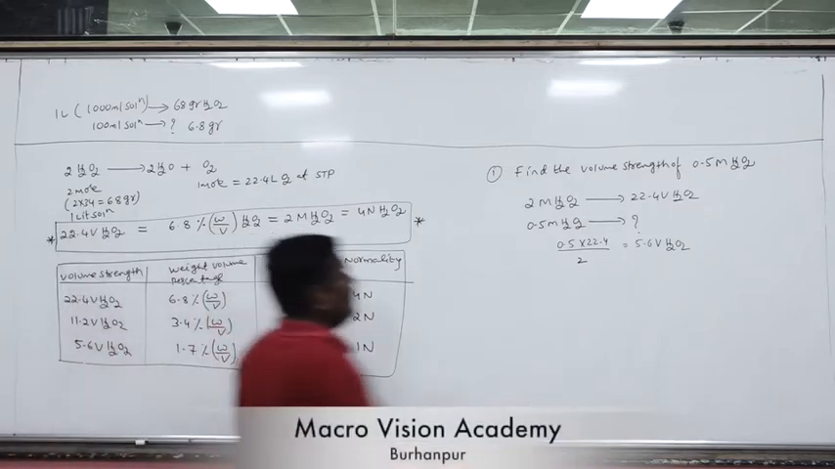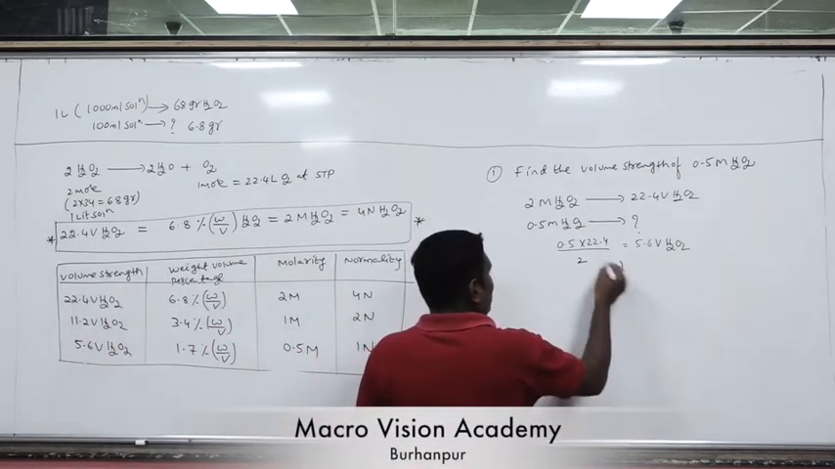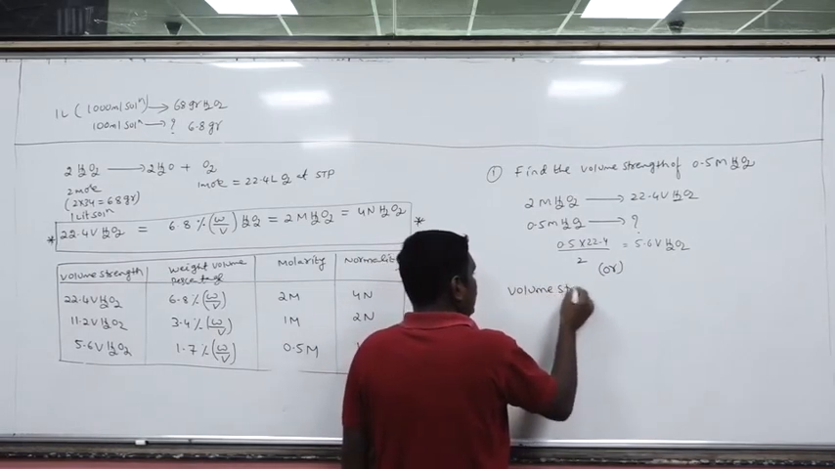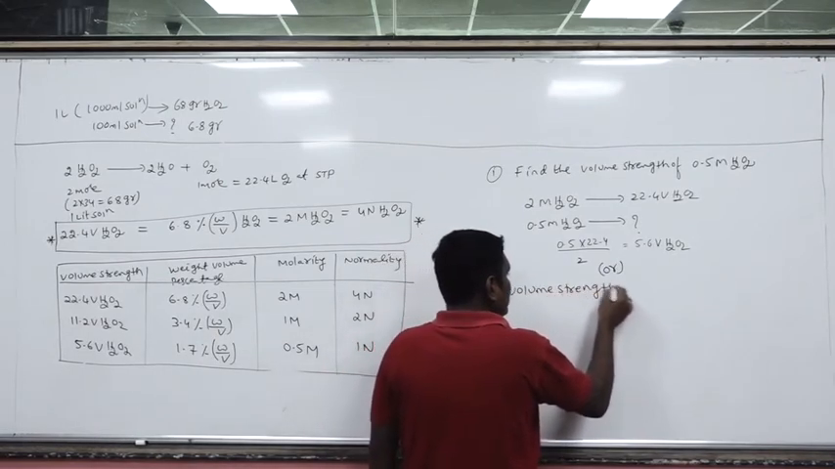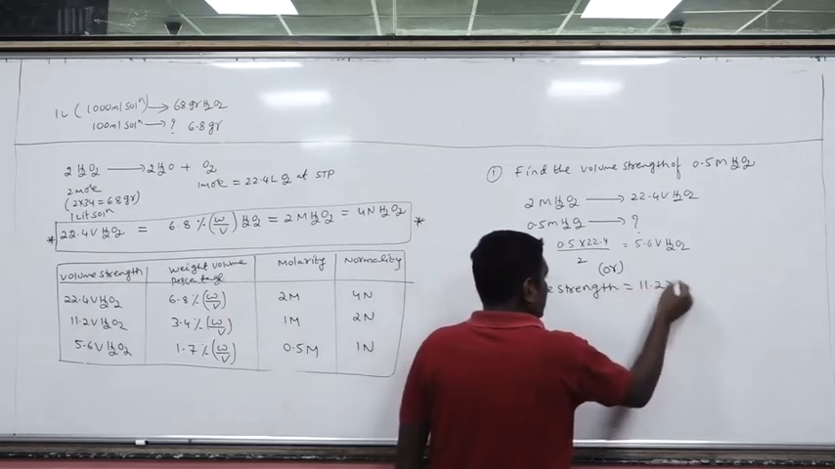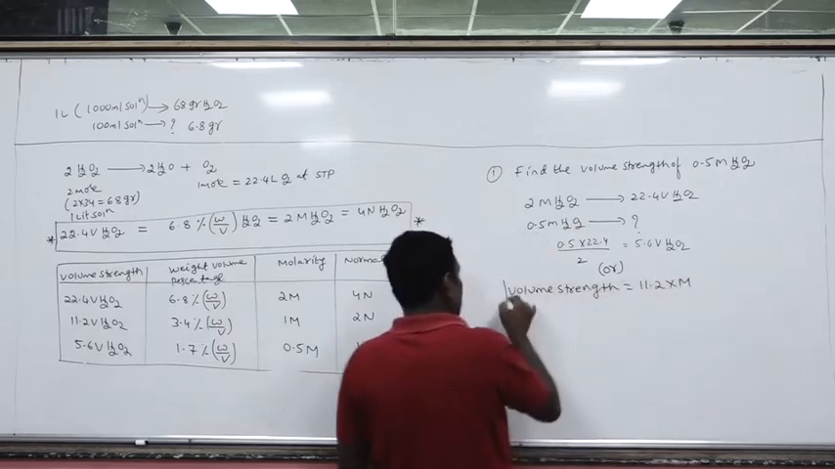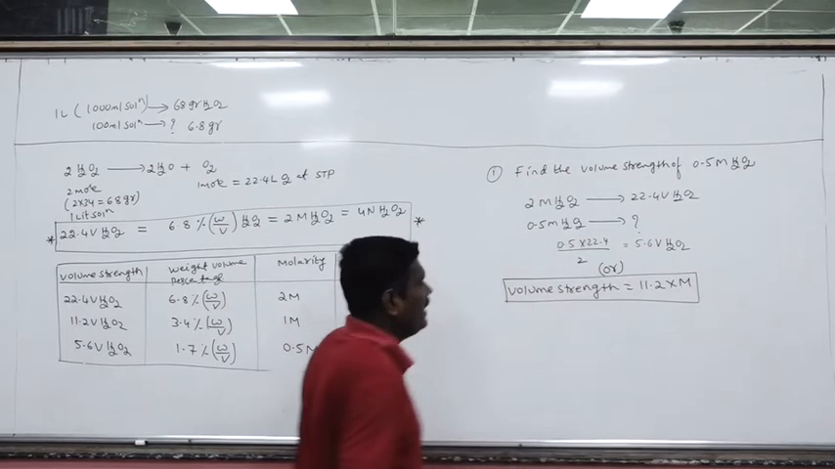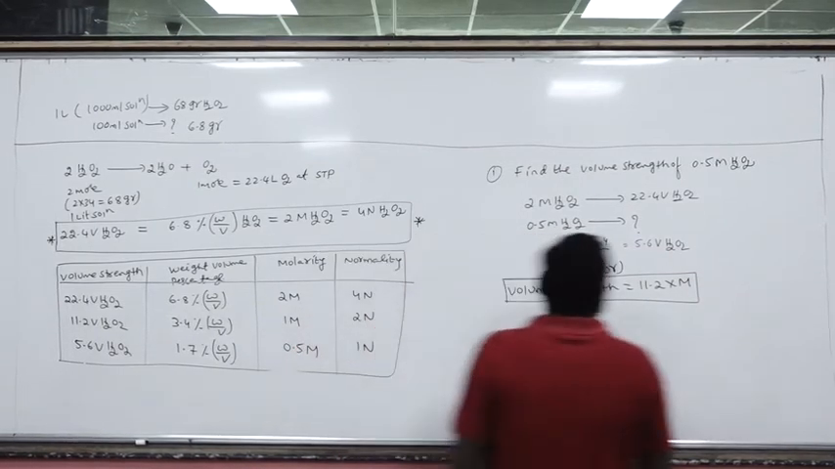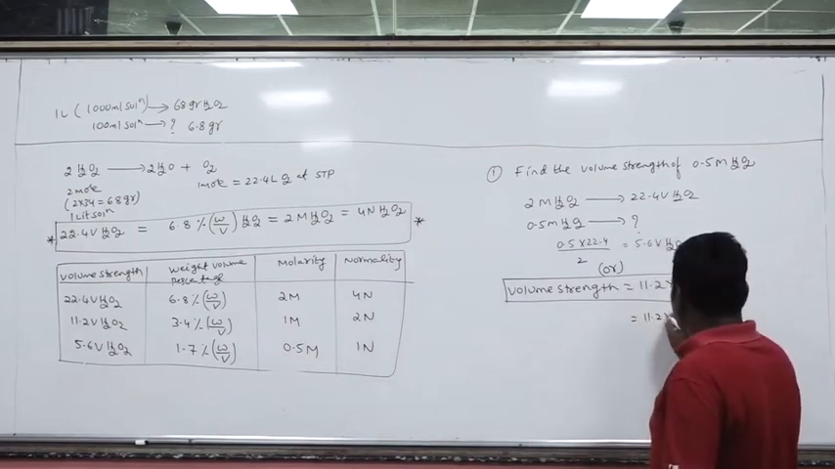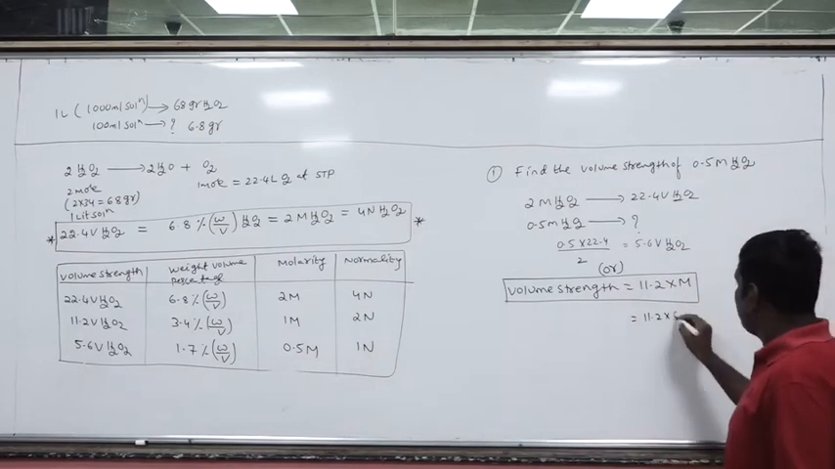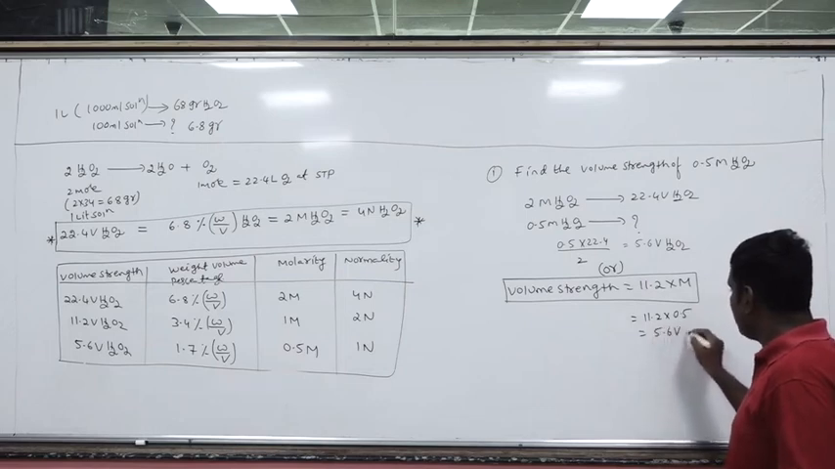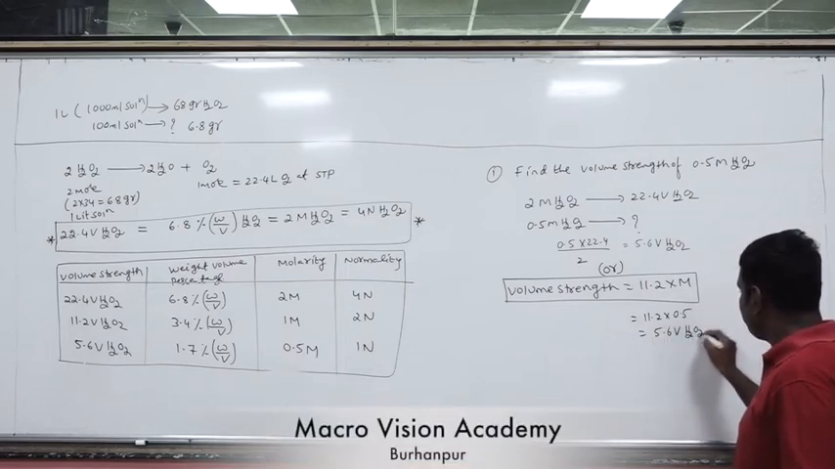Otherwise you have a direct formula. What is the formula here? Volume strength is equal to 11.2 into molarity. Direct formula we have. Now, what is the molarity given to you? 0.5. So you have 5.6 volume strength of H2O2 as the answer.